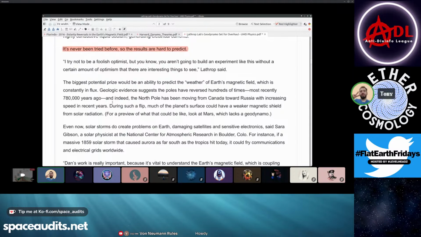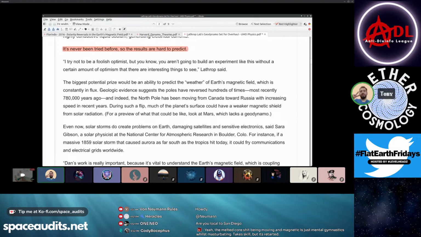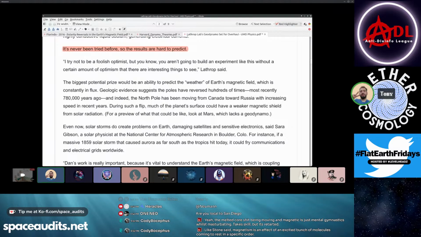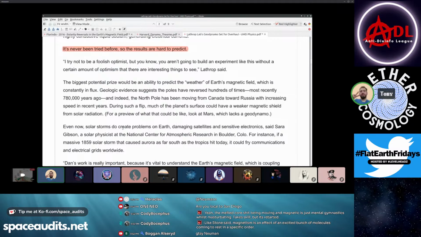I try not to be a foolish optimist, but you aren't going to build an experiment like this without a certain amount of optimism that there are interesting things to see, Lathrop said. The biggest potential prize would be an ability to predict the weather of Earth's magnetic field, which is constantly in flux. Geologic evidence suggests the poles have reversed hundreds of times, most recently 780,000 years ago. And indeed, the North Pole has been moving from Canada towards Russia with increasing speed in recent years. During such a flip, much of the planet's surface could have a weaker magnetic shield from solar radiation. For a preview of what that could be like, look at Mars, which lacks a geodynamo.